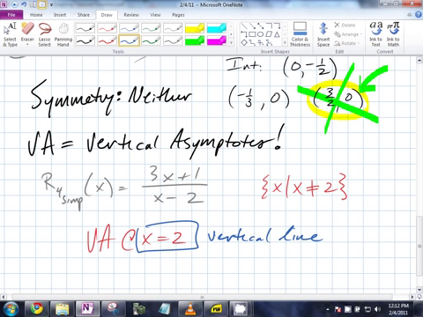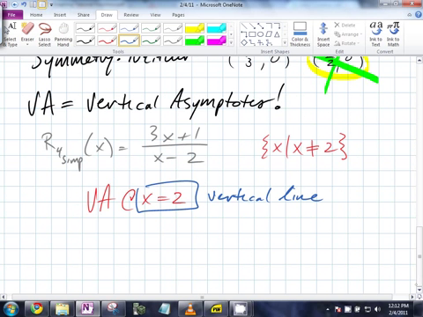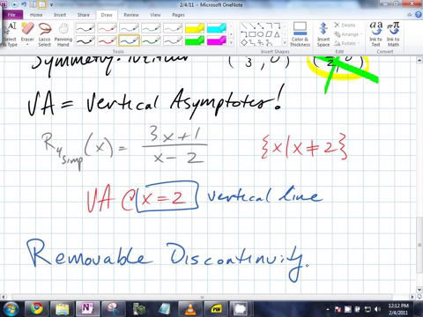But there's something that goes hand in hand here: RD, the removable discontinuities. How many vertical asymptotes could you have on a function? You could have an infinite number. How many removable discontinuities could you have? There's only 1, 0, or an infinite number. You can have as many as you want. Are you guaranteed to have any of these? No, you can have 0 of each.